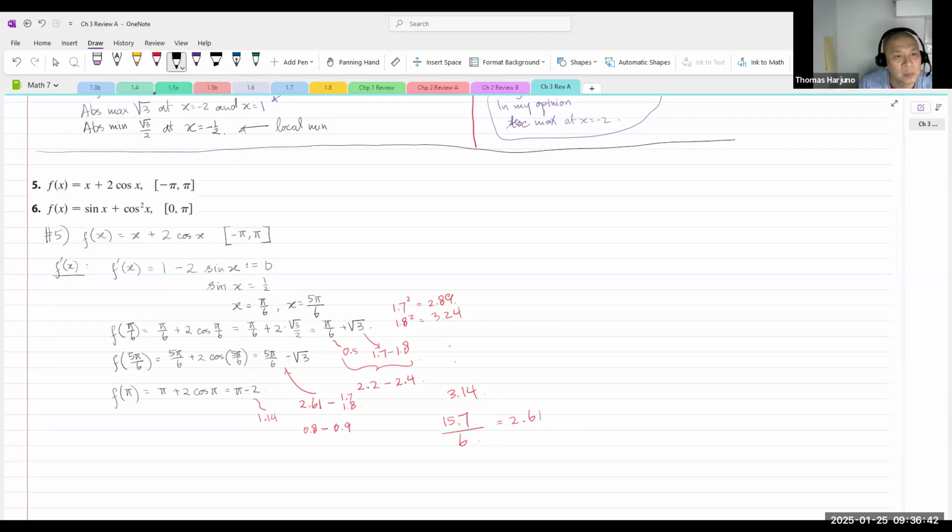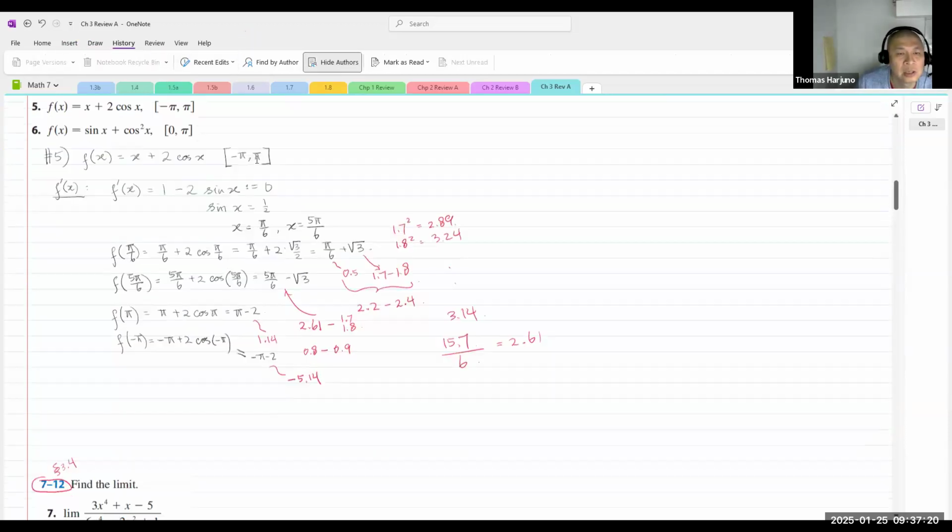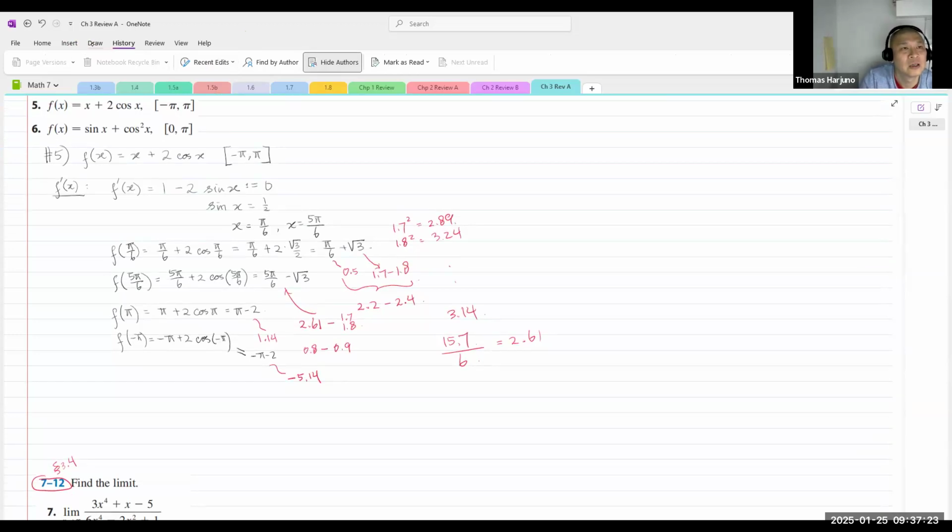And then f of negative pi. Oh, sorry, that's positive 2. So that will be 3. Yeah, cosine pi is negative, right? Yeah, so that's right. And then at negative pi, that will be negative pi plus 2 cosine negative pi, which is the same as cosine pi. So this will be negative pi minus 2. This is approximately -5. Okay, so using this approximation, I get some feeling for what they are.